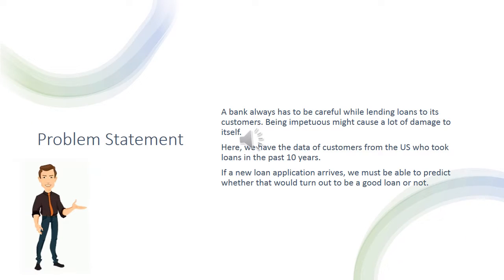Next, the problem statement. A bank always has to be careful while lending loans to its customers. Being impetuous might cause a lot of damage to itself. Here, we have the data of customers from the US who took loans in the past 10 years. If a new loan application arrives, we must be able to predict whether that would turn out to be a good loan or not.